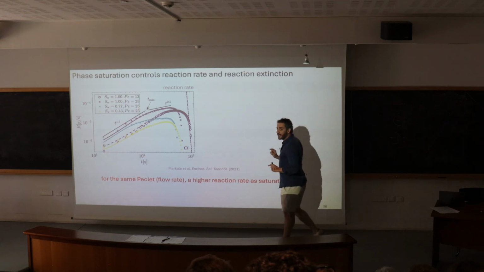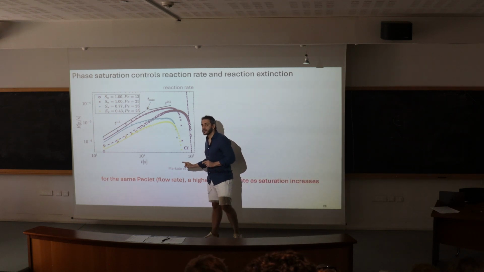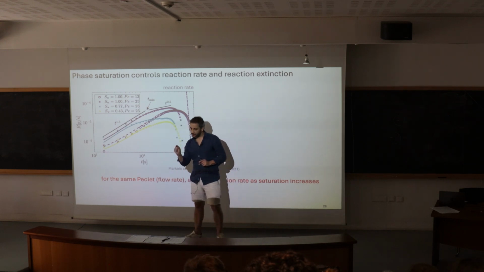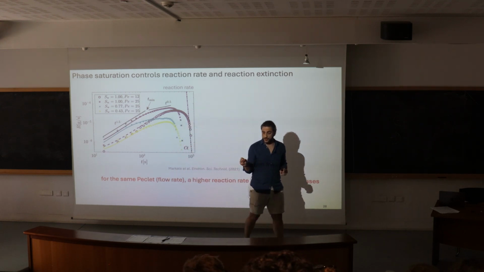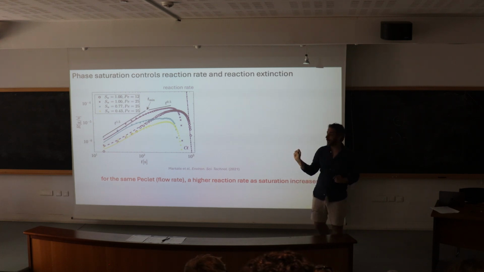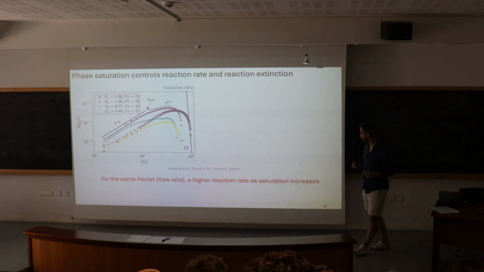Before I had the same flow rate, different saturation. Now I have the same Péclet number. It means that I have to adapt my flow rate as a function of the saturation to get the same fluid flow velocities. Okay? That was the discussion with Peter before in the coffee break.